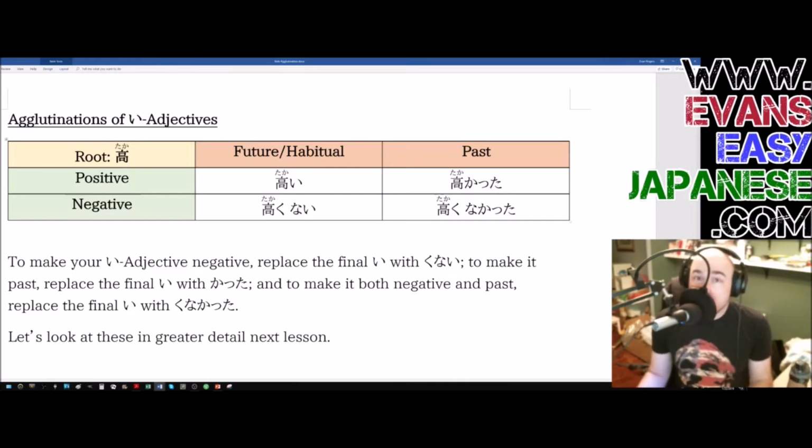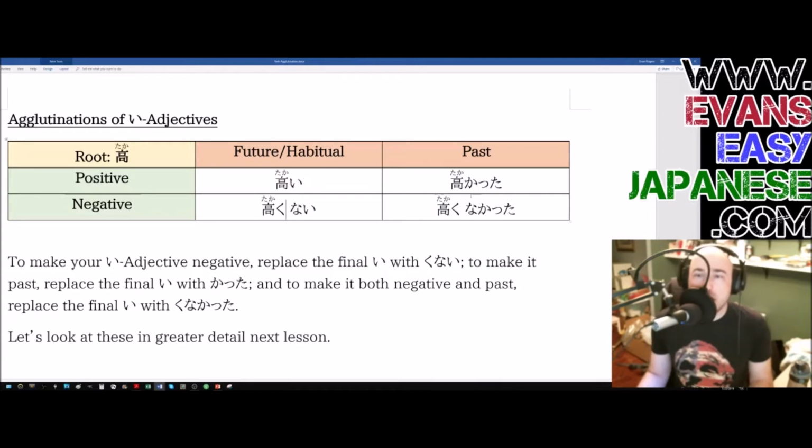However, I do need to explain one thing. This ku is actually how we turn an e-adjective takai. We just switch to a ku. That ku is the adverbial form of it. It almost turns into an adverb. We could even call it a connective. It almost connects to another thing. So you can see takaku nai, and then takaku nakatta, for the rest of your days.